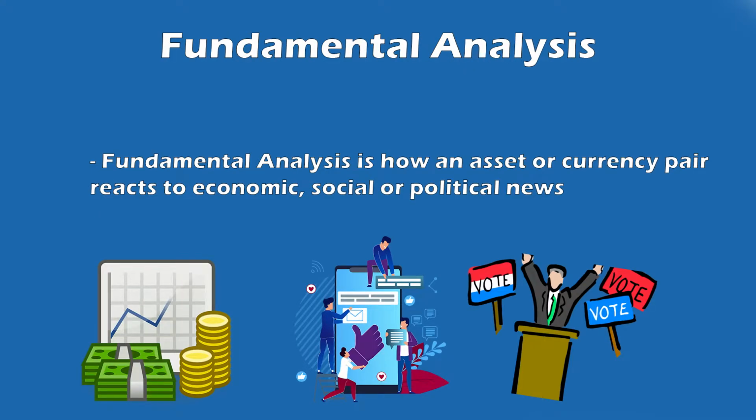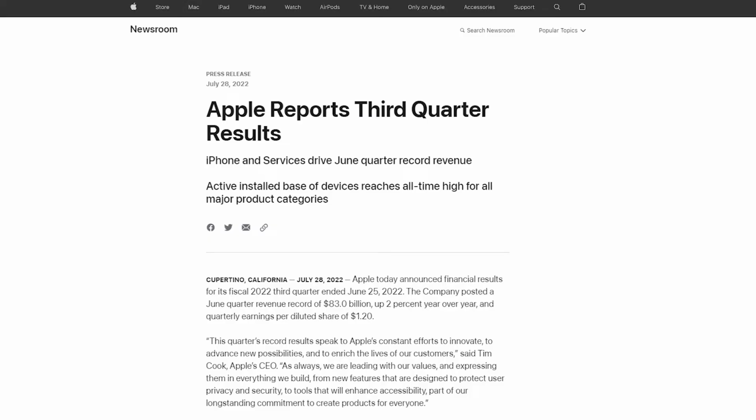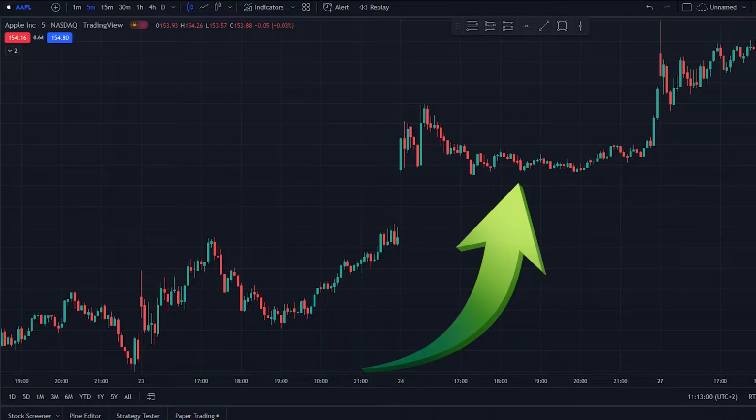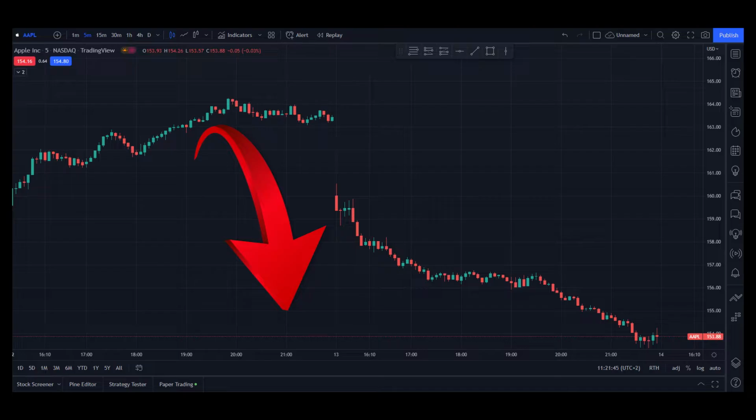Fundamental analysis boils down to how an asset or a currency pair reacts to economic, social, or political news. To understand this, we can use a stock, for example Apple. Apple can release an economic report saying that they made much more sales than expected, which can drive the price of the stock up. On the other hand, if the European Union suddenly decides to ban all Apple products because of a shocking reveal about the company, the stock can drop massively.